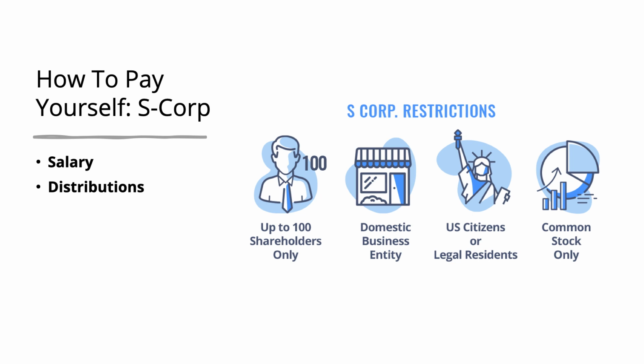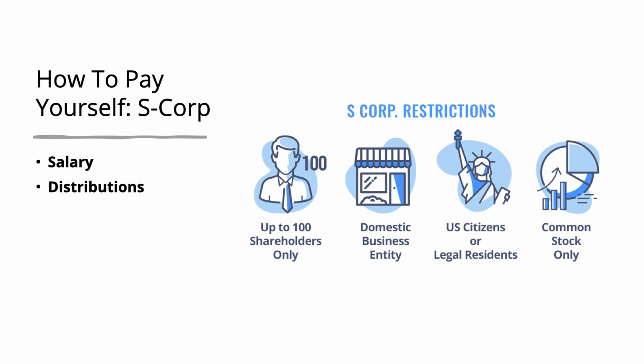So S corp owners have two ways to pay themselves. First is going to be salary. So business owners who work for the company as employees can receive a salary like any other employee. The salary must be reasonable and in line with the industry standards for similar positions. The business owner will receive a W-2 form from the company that shows their salary, and they will need to pay income taxes and Social Security and Medicare taxes on the salary.